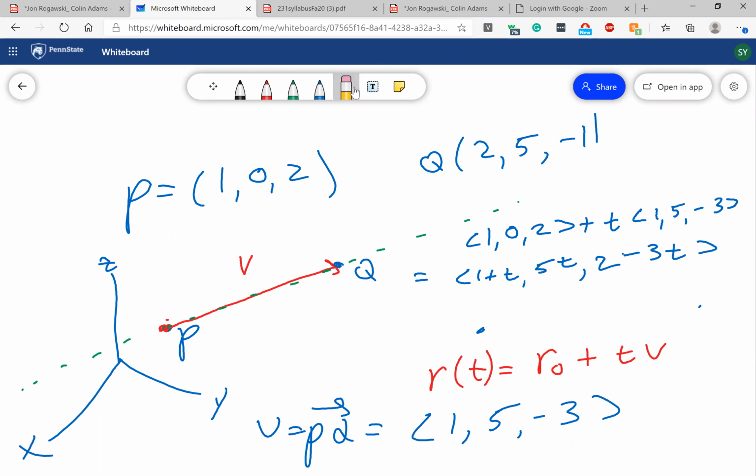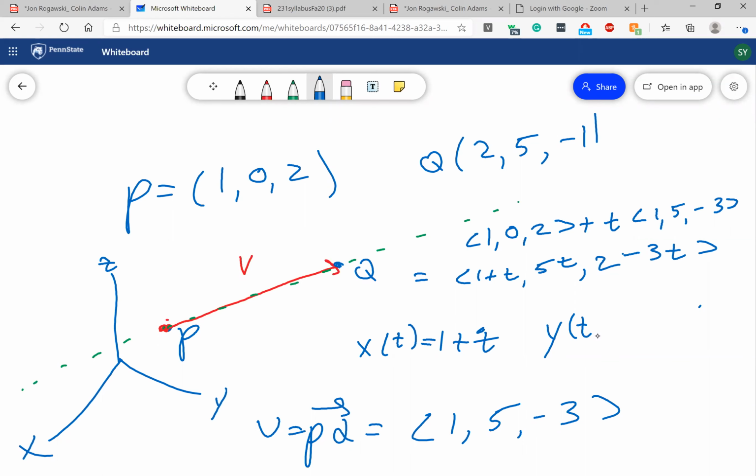Or in other words, for your x coordinate, x of t is going to be 1 plus t, and your y coordinate is going to be 5t, and your z coordinate is going to be 2 minus 3t. Okay.